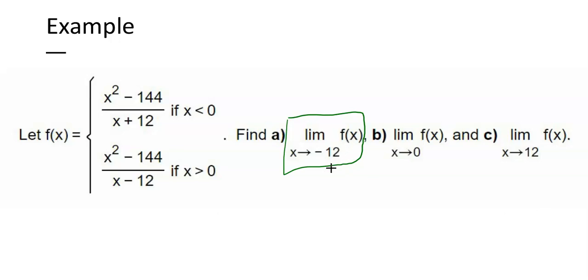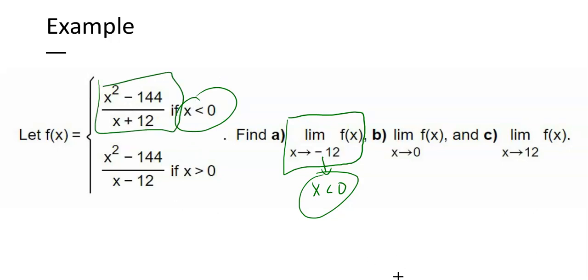of f of x. -12, right, is less than 0, right? So this x value that we're approaching is less than 0. It's not even on the boundary, right? It's clearly less than 0, which satisfies this condition, which means this is the limit that we want to evaluate. Are we ready for this? I don't know. I don't think I've talked about this yet.